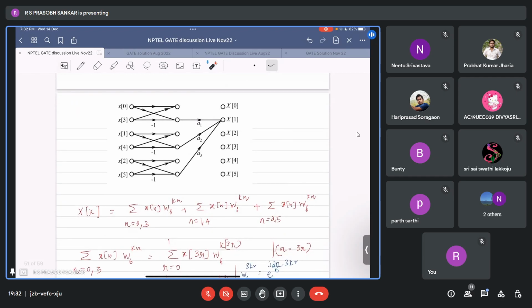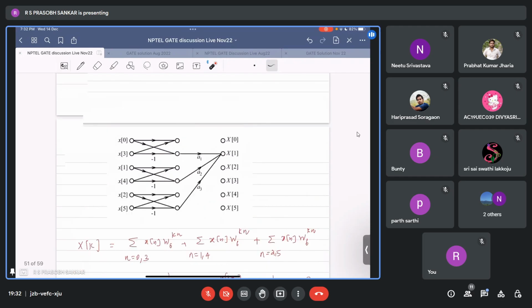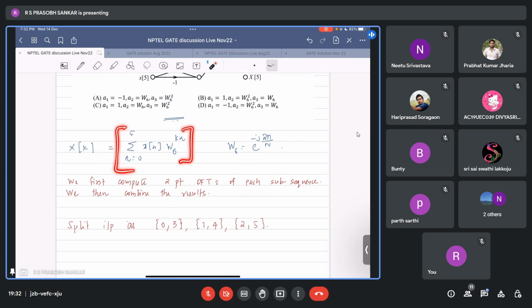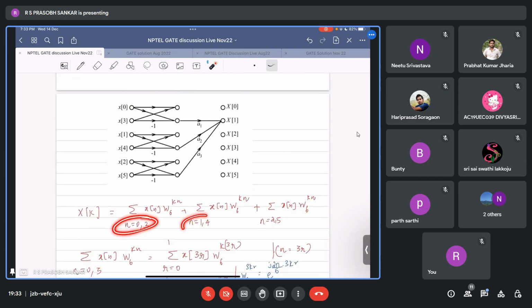So how do you do that? We have X of k equal to summation over n in 0, 3, only these two terms, of x of n W6 raised to kn, plus summation over n in 1, 4 of x of n W6 raised to kn, plus summation over n in 2, 5 of x of n W6 raised to kn. What I did is rewrite this bigger summation into 3 smaller summations, each having 2 terms. This is fine, no? I just explicitly wrote out the indices involved in the summation. There is nothing different happening here. So we can write X of k in terms with indices 0, 3, then indices 1, 4, and indices 2, 5.